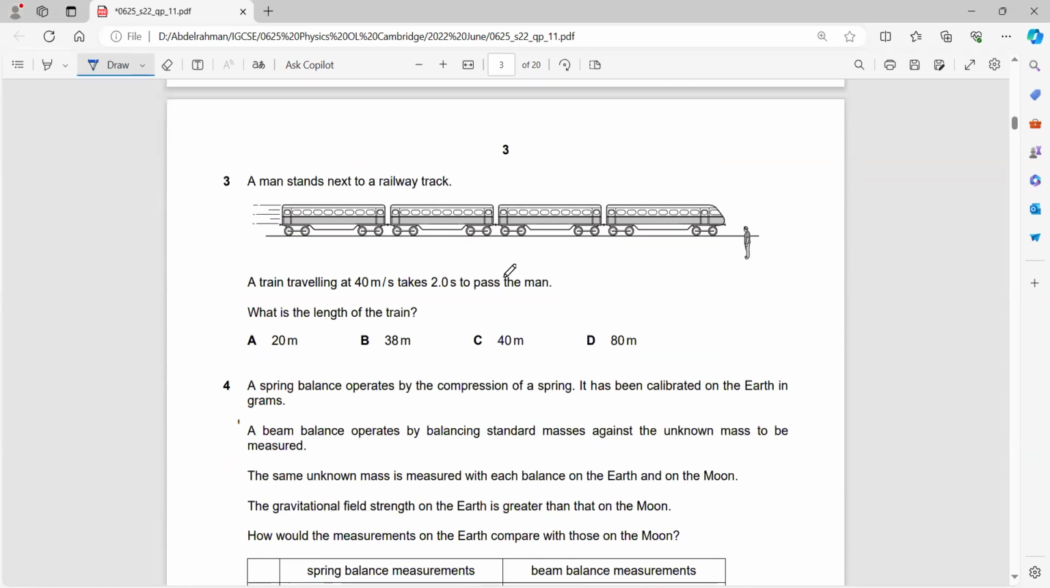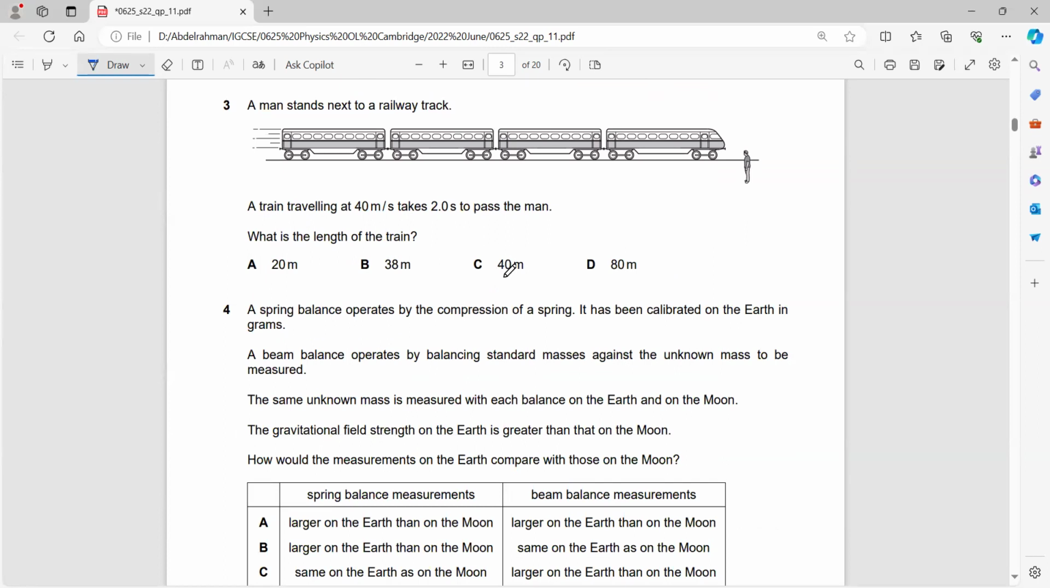Here I have a train traveling at 40 meters per second, and it takes 2 seconds to pass a man. What is the length of the train? 80. We can use speed equals distance over time, so distance equals speed times time. The speed is 40 meters per second times the time, 2 seconds, so it will be 80 meters.